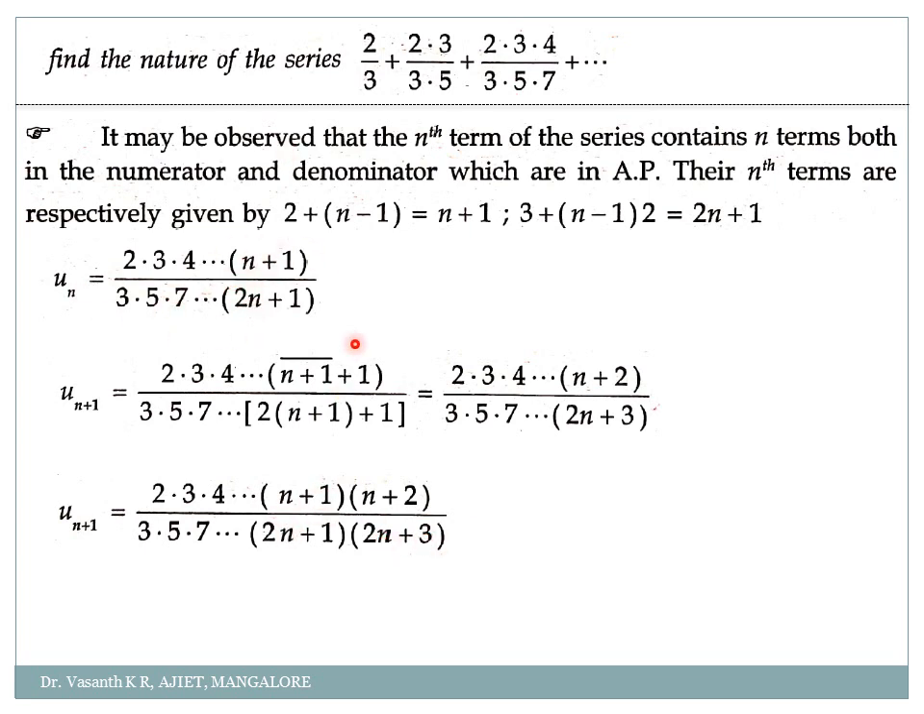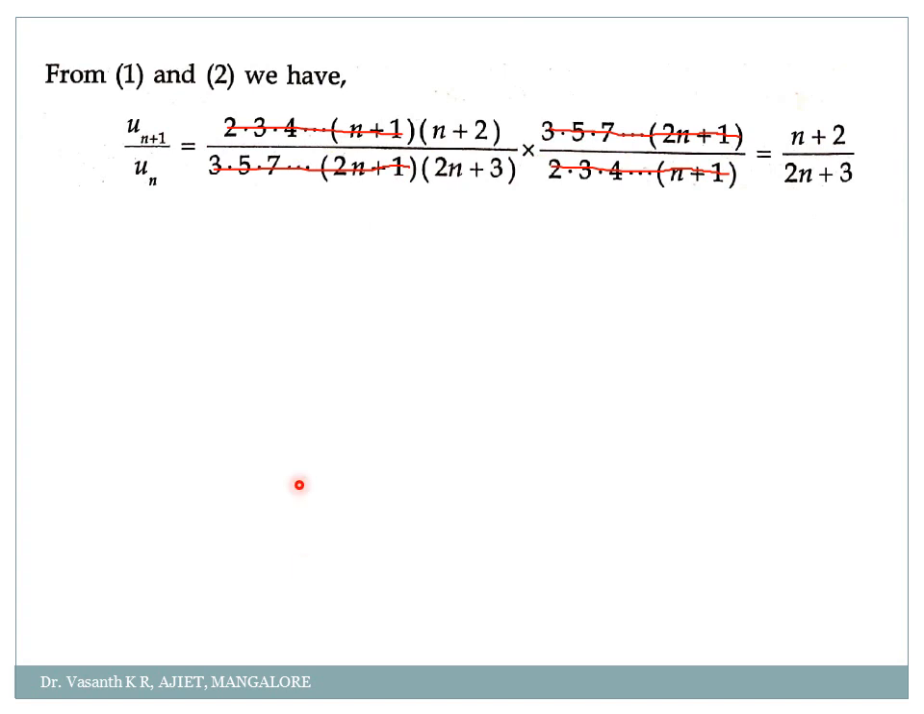See, up to here it was un. What will be un plus 1? One more term I have to write. Plus 1 means one term extra. So it will become n plus 2 divided by 2n plus 3. Wherever n is there, if you replace, you will get this term. Now I will go for divided by un. See here, this is my un plus 1, correct? Divided by un means you have to write in reciprocal. I have written in reciprocal. So what will happen? 3, 5, 7 up to 2n plus 1 will get cancelled. Same way here, 2, 3, 4 and 2, 3, 4 will get cancelled.